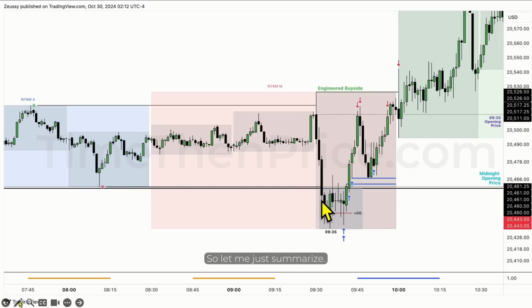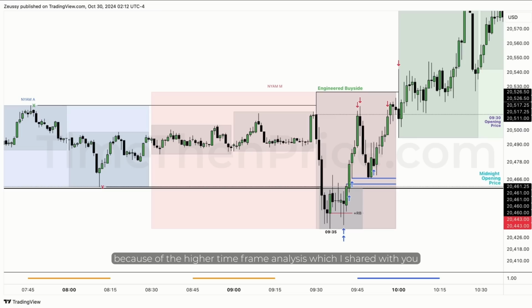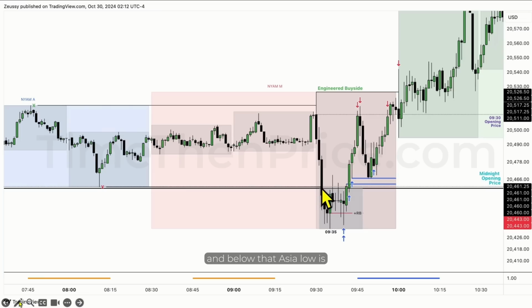So let me just summarize. We're trading below the previous cycle low, we're trading below the 9:30 opening price, and we're trading below the midnight opening price, whilst we have a bullish bias for the day because of the higher time frame analysis, which I shared with you as part of my mentorship review. We then drop below that midnight opening price, and the movement below that midnight opening price and below that Asia low is manipulation which is taking place.